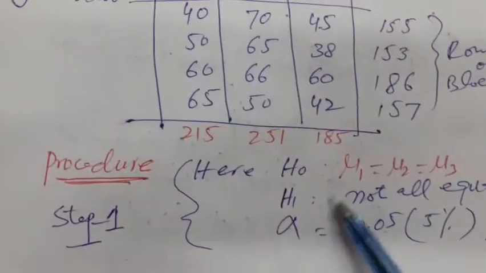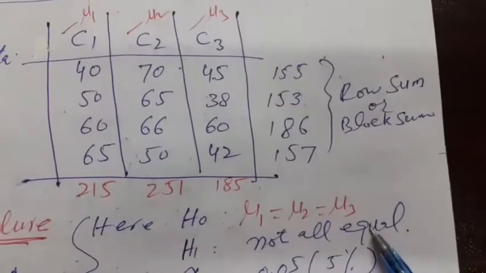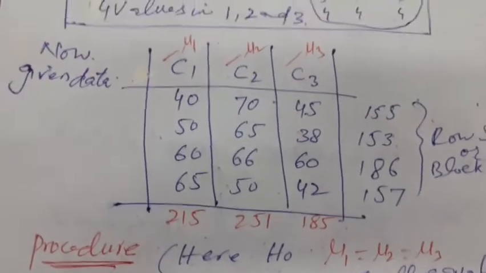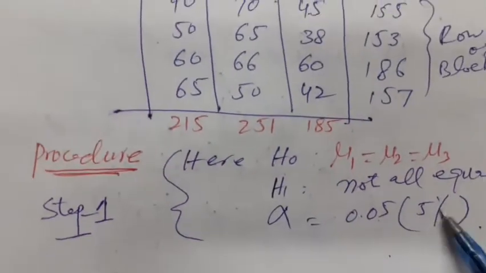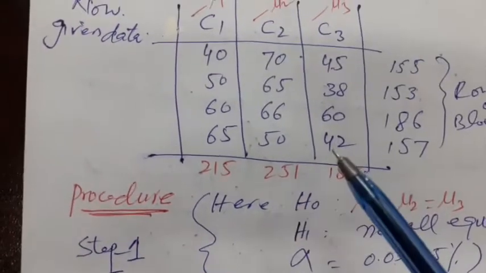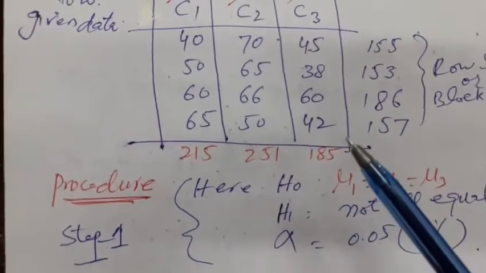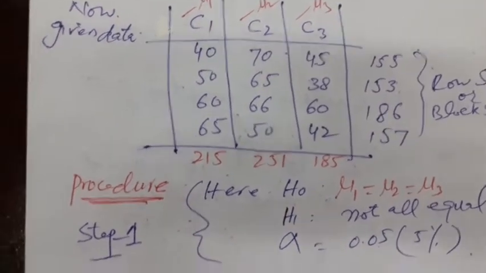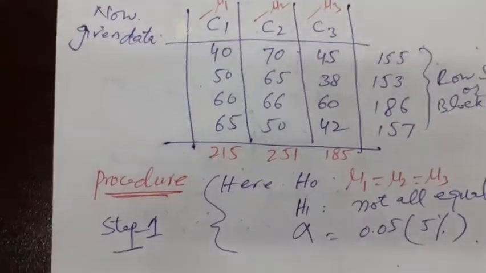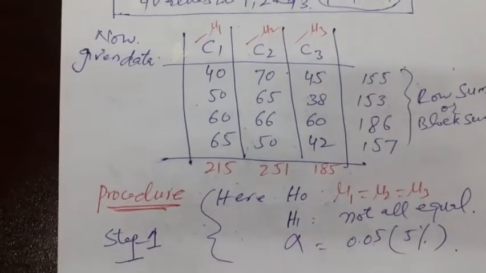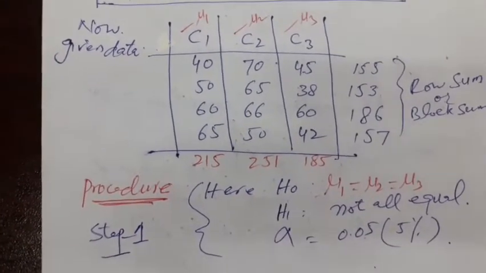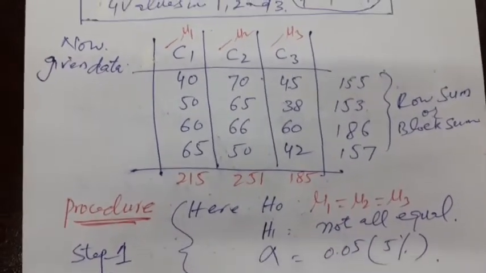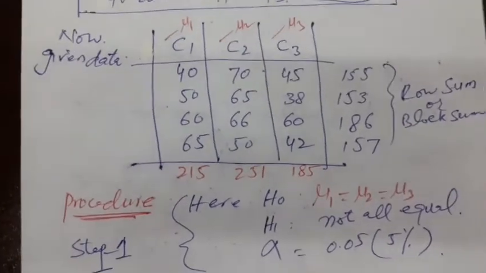Again, we will define H1: not all are equal. Alpha should also be mentioned. We can take 5% or 1%. So this is step number 1, before we calculate the variances. In step number 1, we define H0: mu1 is equal to mu2 is equal to mu3, and H1: not all means are equal. Alpha is 5%. So this is the first step.